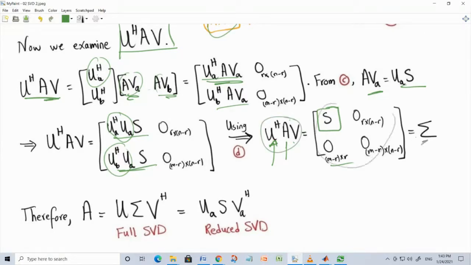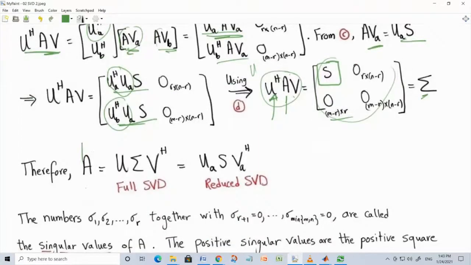Let's call this matrix sigma. You can multiply from the left by U and from the right by V Hermitian, and you get A equal to U sigma V Hermitian, where A is M by N. U is a unitary matrix, M by M. Sigma is M by N, and again it's an all-zero matrix, except that the upper left corner has this R by R invertible matrix containing the positive parameters sigma 1 up to sigma R. And V itself is N by N.